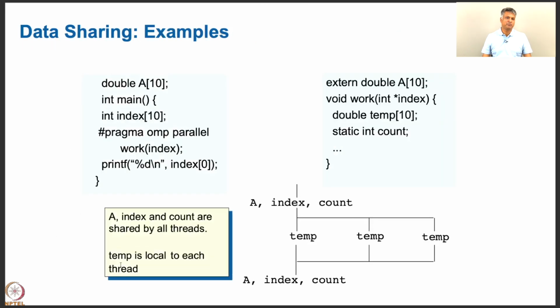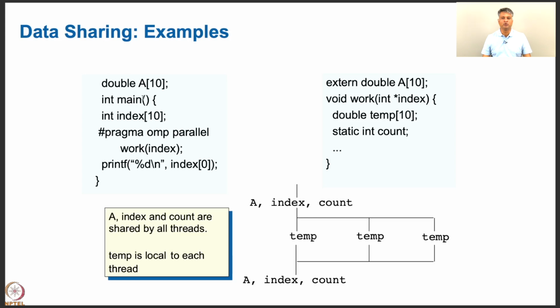If we look at an example over here, you have double A[10], you have the main program, you have index, and then you have a parallel section. Here, the variables A, index, count, etc. are shared by all threads. But the variable temp is local to each thread because it's declared within the function work. So each thread will initialize its own variable temp of length 10 and then go ahead with it.